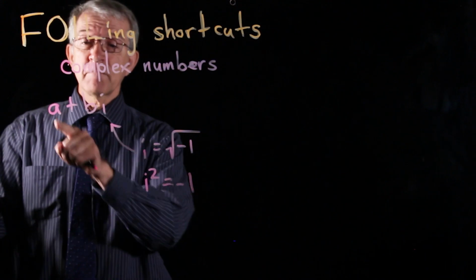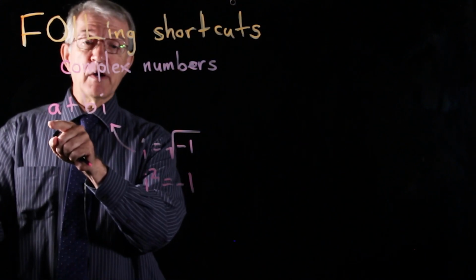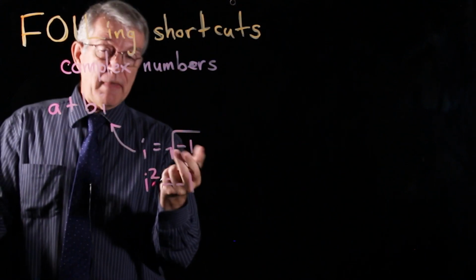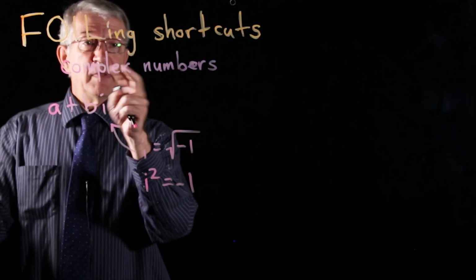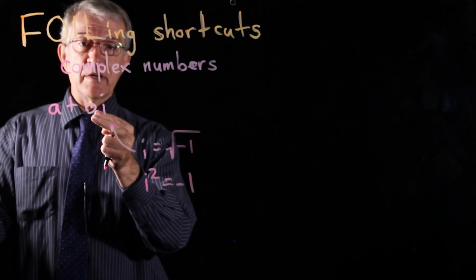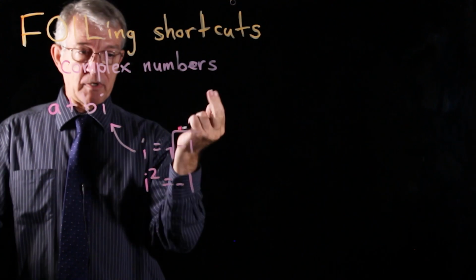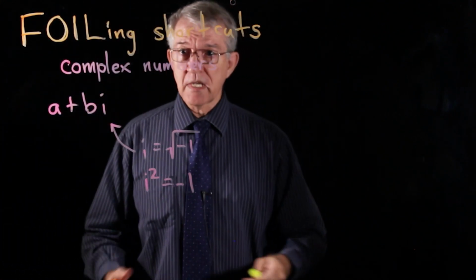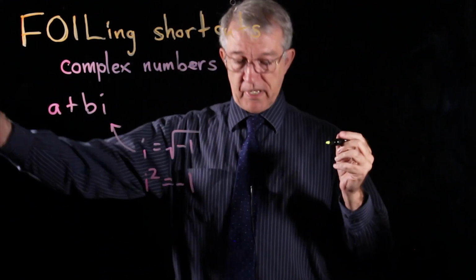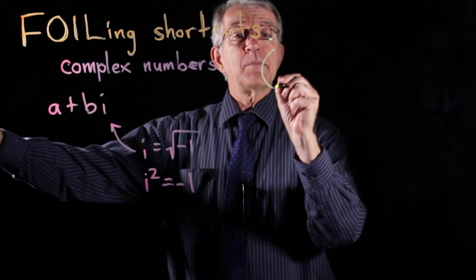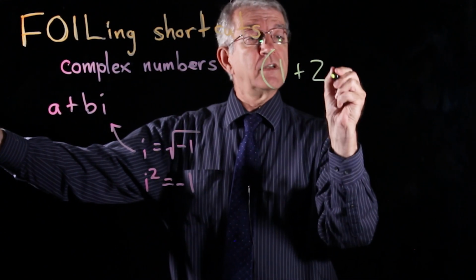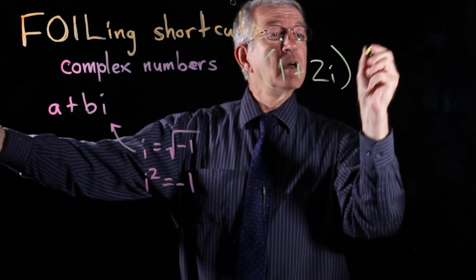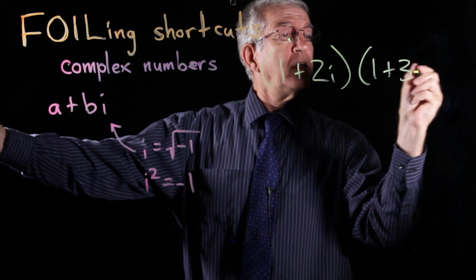It's convenient. This a is called the real part, and this b is called the imaginary part for that reason. And because it has a real part and an imaginary part, we call these complex numbers. So there you go with a little background on what a complex number is. Let's look at multiplying two complex numbers together. And my example will be (1 + 2i) times (1 + 3i).